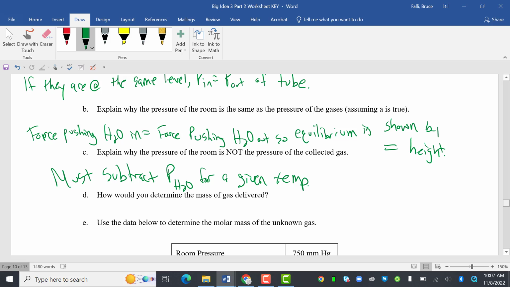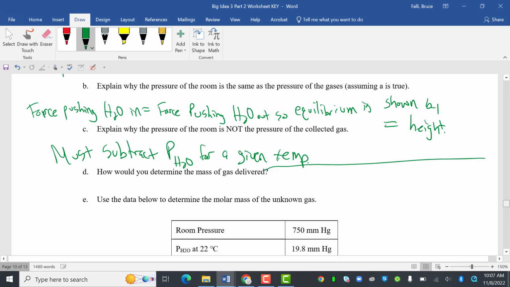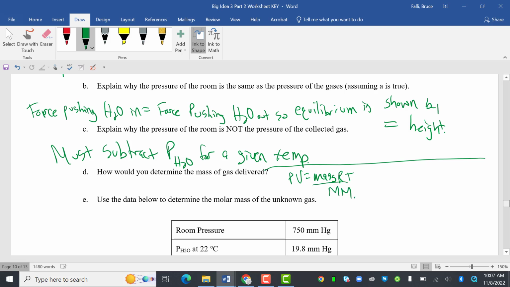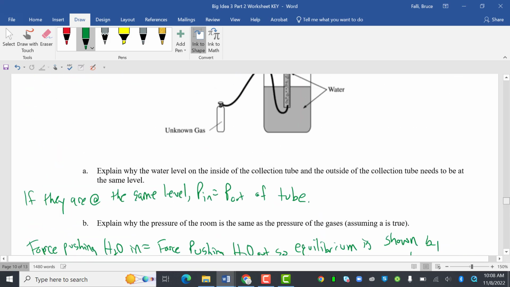How would you determine the mass of the gas delivered? So, I love my equations. I got a little more room over here. PV equals mass RT over molar mass is my first thought. But the mass of the gas delivered, it's not how you do that. How you find that is mass of the tank before minus mass of the tank after opening valve.